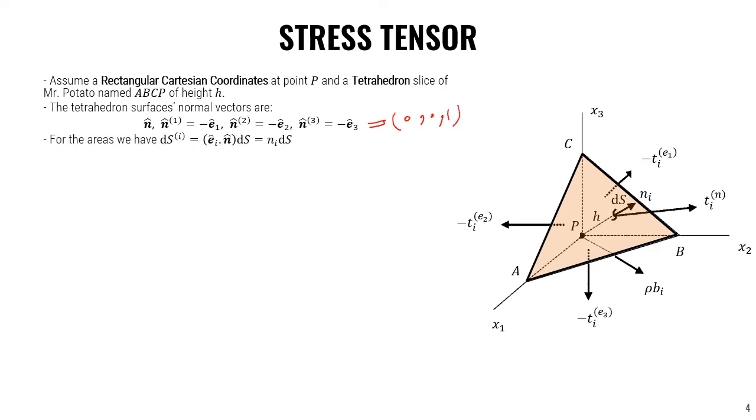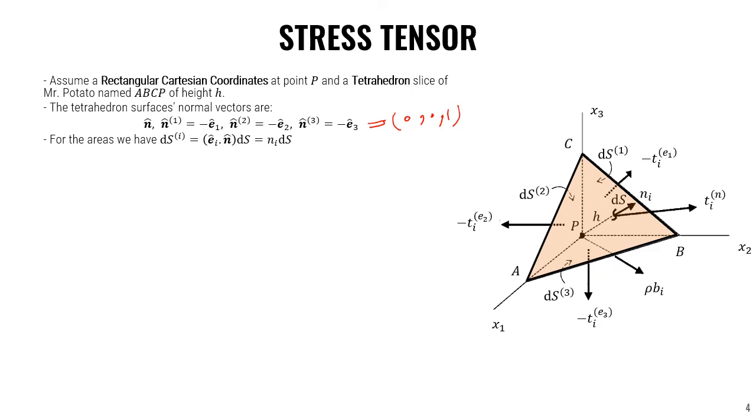For the area of these surfaces, based on the area of the base surface, ds, we can write ds_i, each of the side surfaces, is equal to e_i, the normal of that surface, inner product with n, the normal of the base surface, multiplied by ds, the area of the base surface. It is simply n_i ds, that's a scalar value. That's how we calculate it.